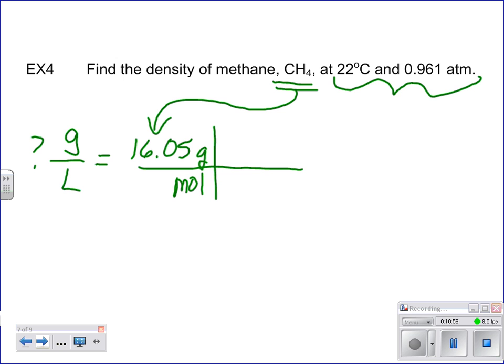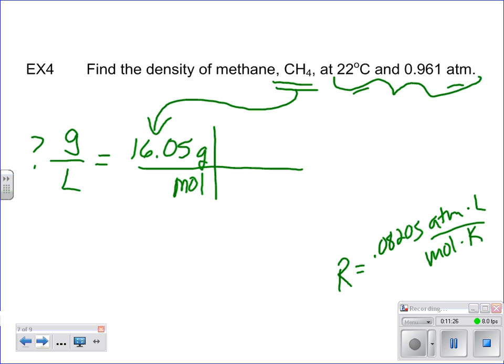So what do you think we should throw in next? Any ideas? R. Perfect. Because we don't have any other way for these things to cancel out. We don't know where to put them. So we have to use our gas constant. And remembering that our gas constant is 0.08205 atmospheres liters over mole Kelvin, what do you want to do? Do you want to keep it as is or flip it?